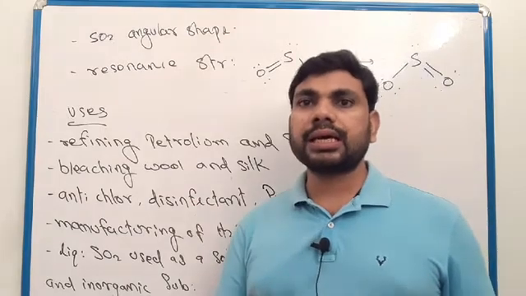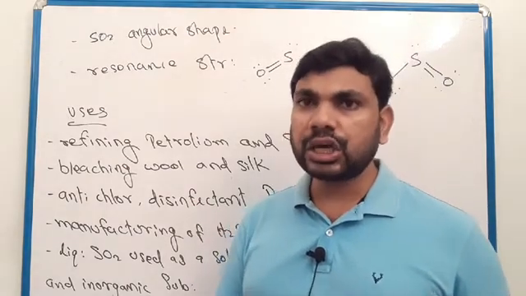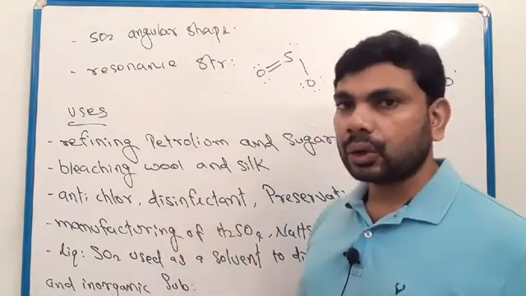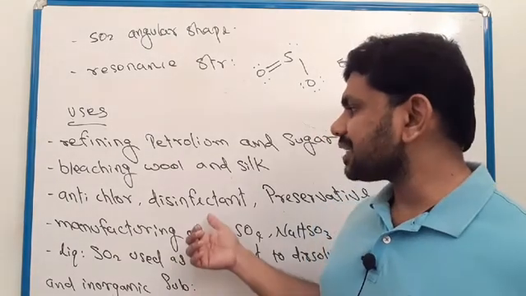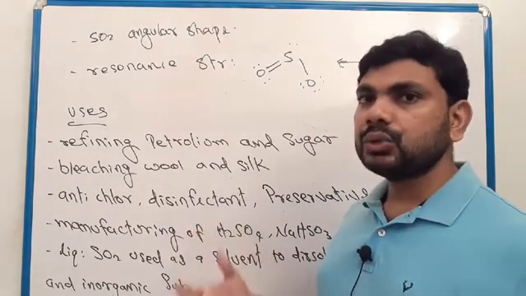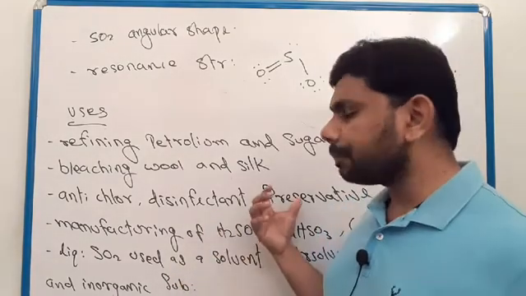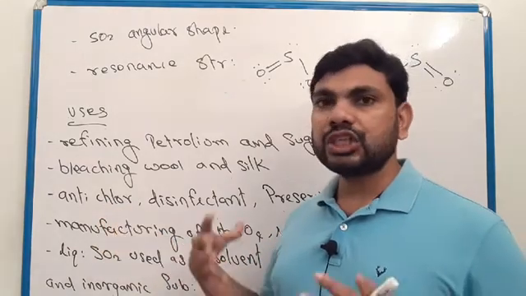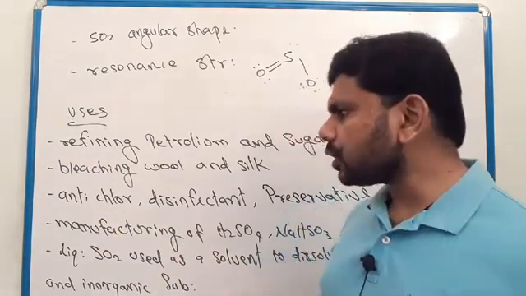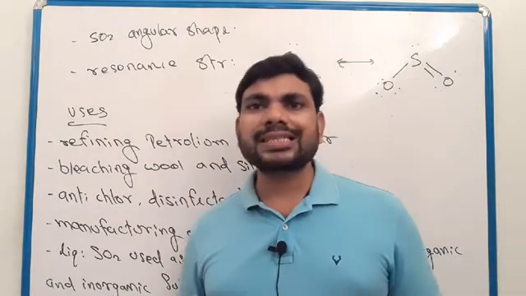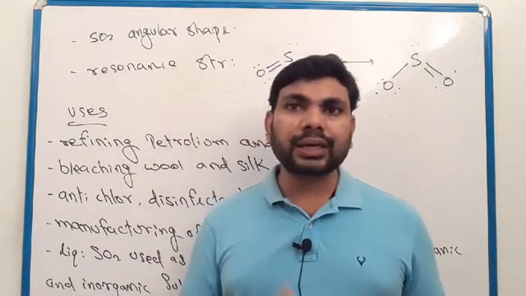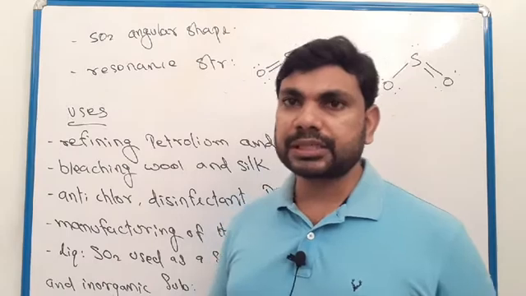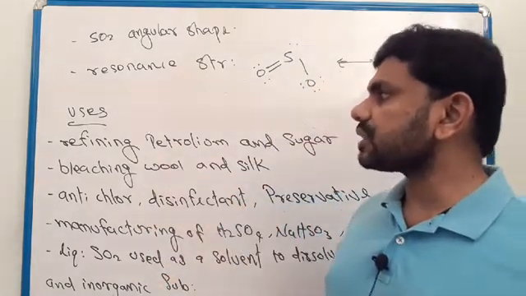Sulfur dioxide is used as a bleaching agent in the paper industry, and in bleaching wool and silk. It is used as a disinfectant and food preservative, and also as an anti-chlor. Liquid sulfur dioxide is used as a solvent to dissolve many organic and inorganic substances. So these are the different uses of sulfur dioxide.